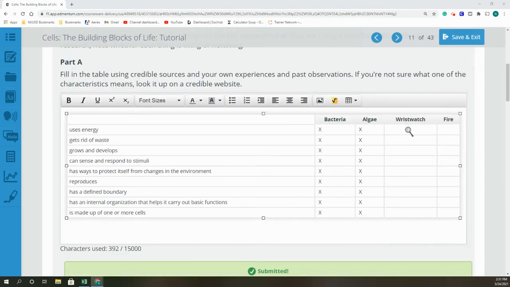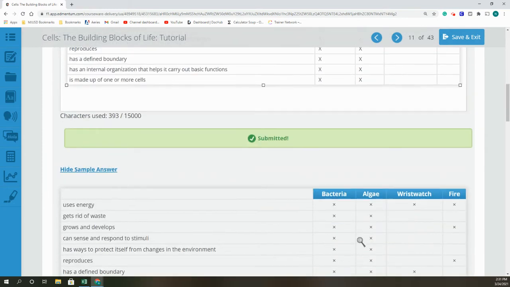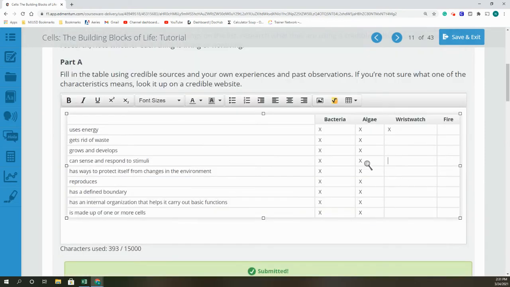A wristwatch. Does it use energy? Yes. Does it get rid of waste? No. Does it grow and develop? No. Can it sense and respond to stimuli? Ooh, that's a tough one. So we might be tempted to overthink that one. A typical watch cannot. A smartwatch may respond to the stimuli of a drastic fall, a rapid fall.